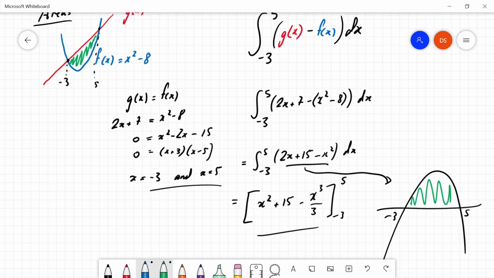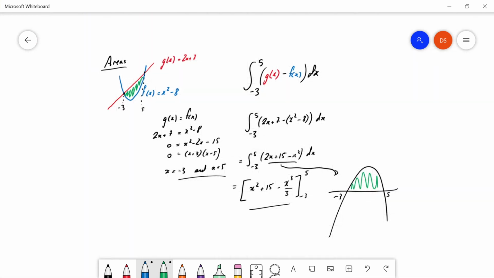So for integrating between two functions, you don't need to worry about whether the area is positive or negative. You just need to make sure that the top function always minuses the bottom function.